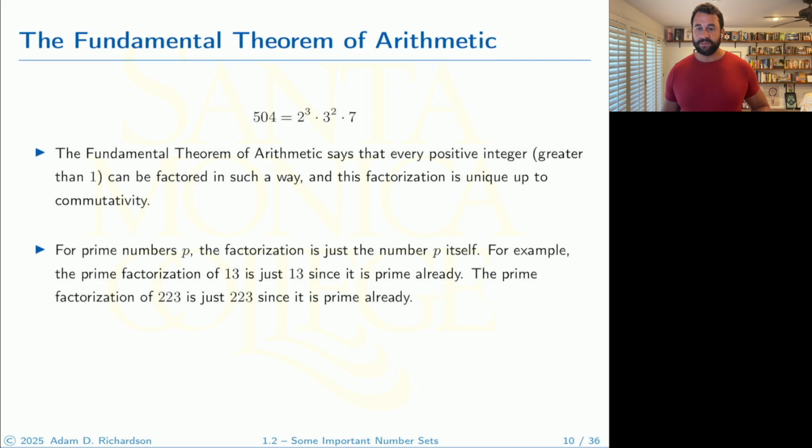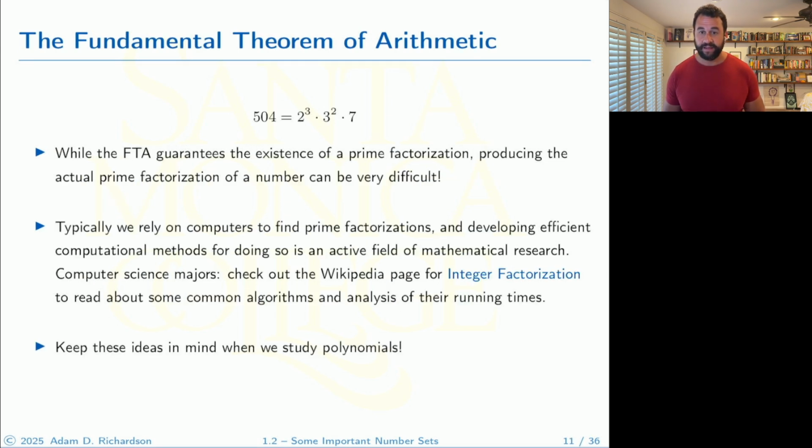This is basically what I just said. The fundamental theorem of arithmetic says every one of these positive integers greater than 1 can be factored in this way. For a prime number p, the factorization is just the number p itself. So the prime factorization of 13 is just 13, since it's prime already. The prime factorization of 223 is just 223 because it's prime already.